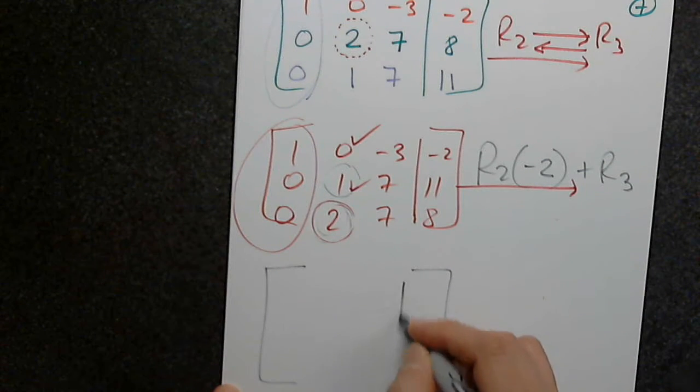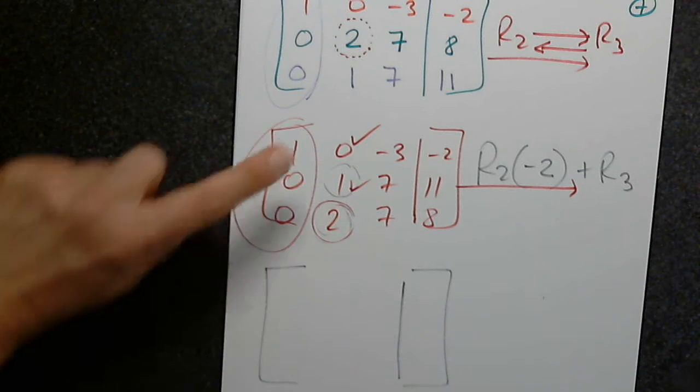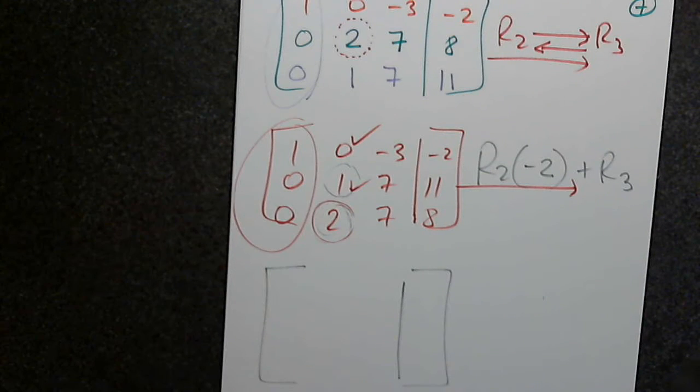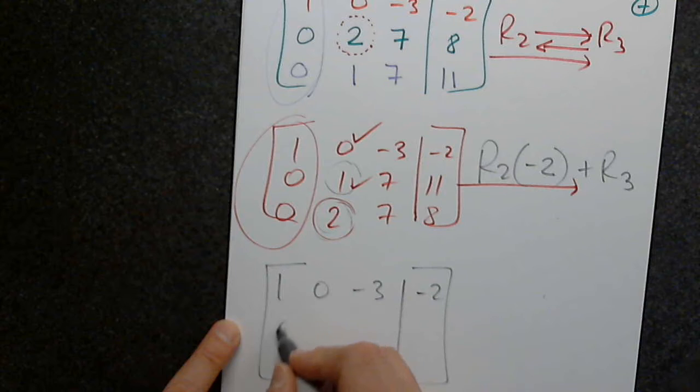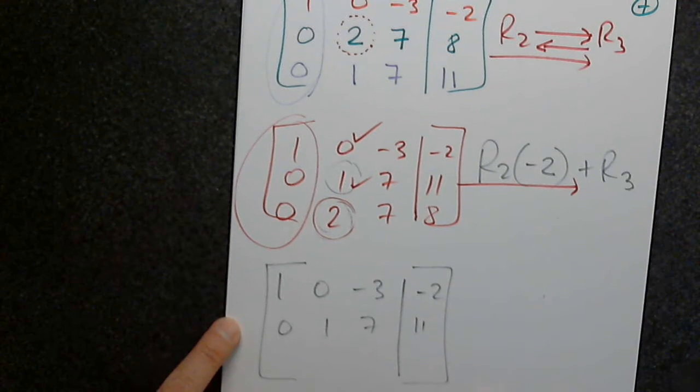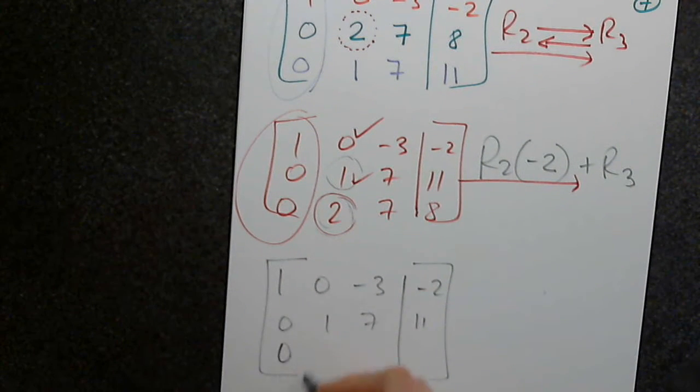Which rows do I copy? Definitely row 2. But there is one other row that will not change because it already has a 0 at the top. So 1 and 2. 1, 0, negative 3, negative 2. 0, 1, 7, 11. Of course 0 because this cannot change. So let's do this together when you're ready.